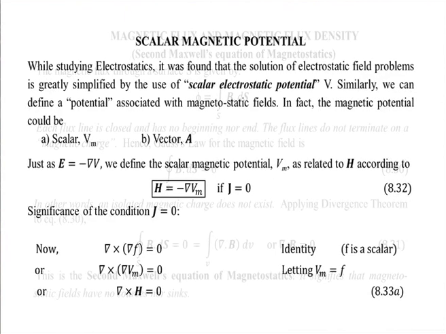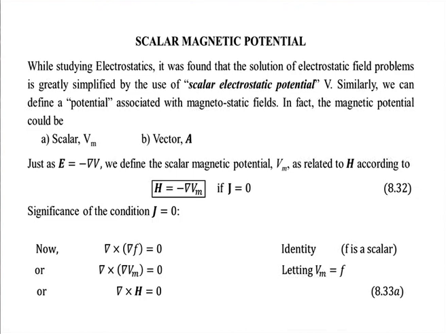Next we come to scalar magnetic potential. While studying electrostatics, it was found that the solution of electrostatic field problems is greatly simplified by the use of electrostatic potential V. Similarly, we can define a potential associated with magnetostatic fields. In fact, the magnetic potential could be either a scalar V m or a vector A. Just as E is equal to minus gradient of V, in a similar way H is equal to minus gradient of V m, but with the condition that J is equal to 0.